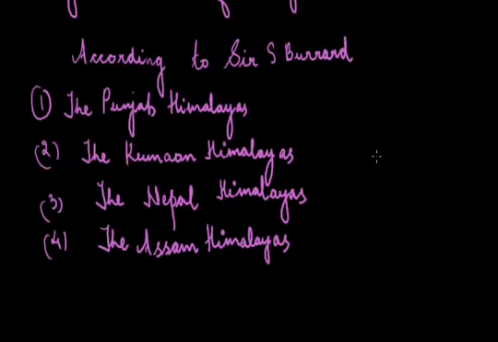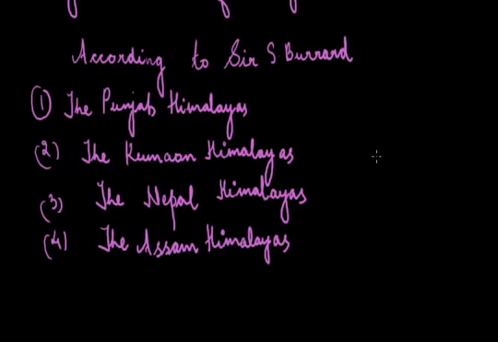Coming to the third one, the Nepal Himalayas. It is situated between the Kali and the Tista, and it is 800 kilometers long. Most of it is located in Nepal and hence its name. This is the highest part of the Himalayas where lofty peaks like Everest, Kanchenjunga, Dhaulagiri, Annapurna, Makalu, etc. are located. Kathmandu Valley is also located in the Nepal Himalayas.